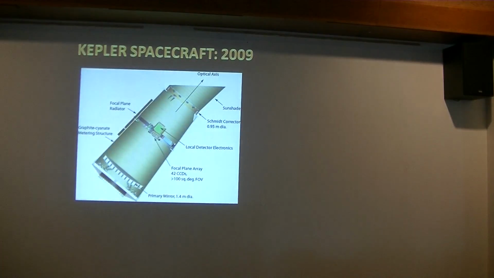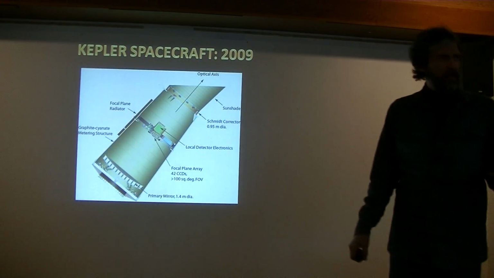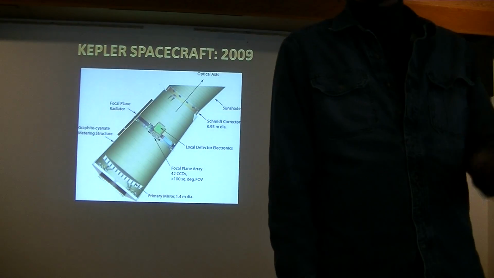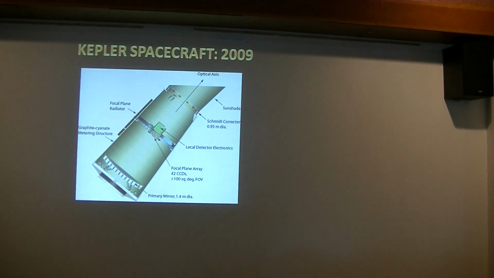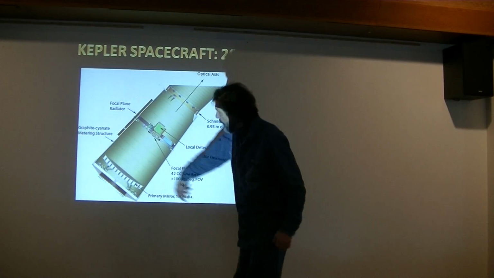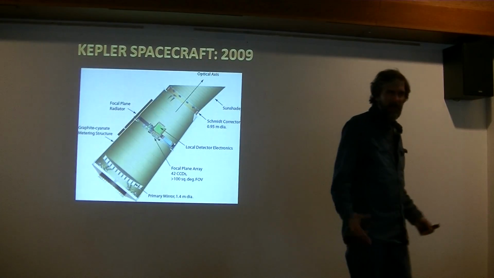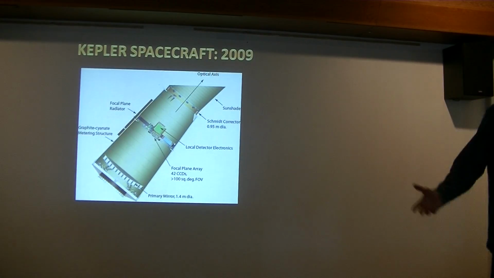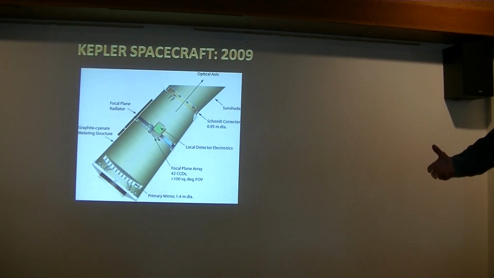Here's Kepler. Kepler was a spacecraft launched in 2009. It was designed to do one thing and one thing only: measure the brightnesses of stars. The satellite has a mirror which is 1.4 meters across. It's relatively modest size. Ground-based telescopes now are 8 to 10 meters. Space-based telescopes are typically about 1 meter because it's expensive to launch the satellites.